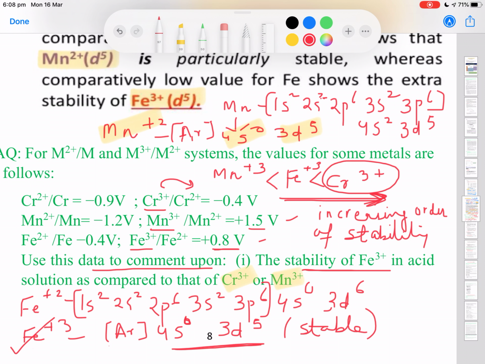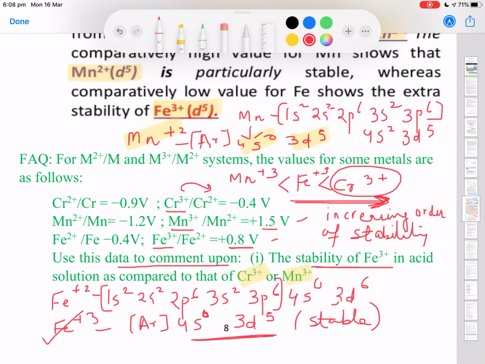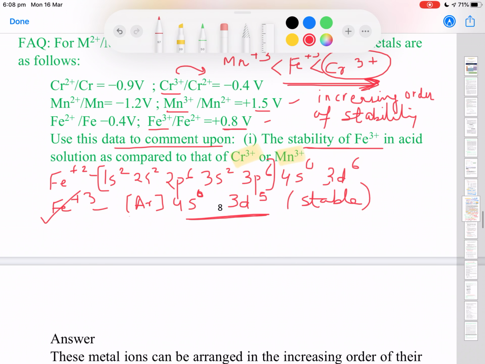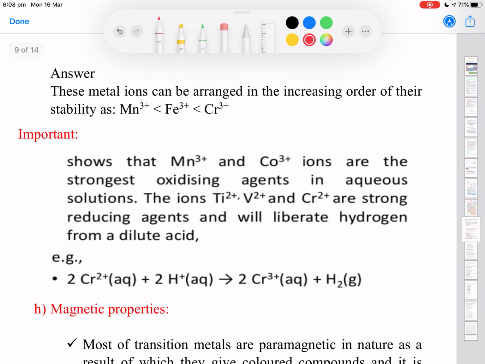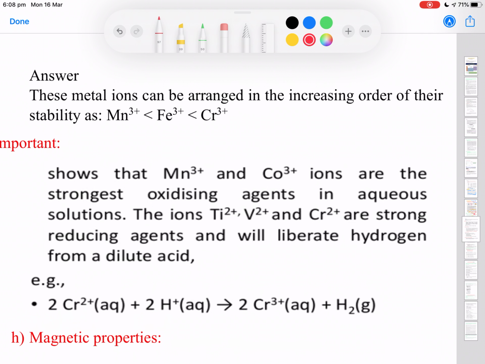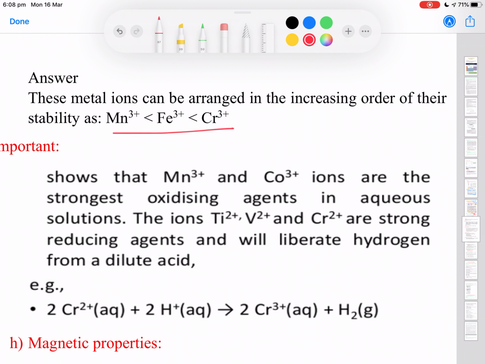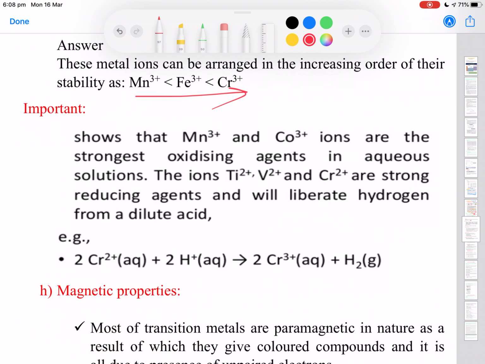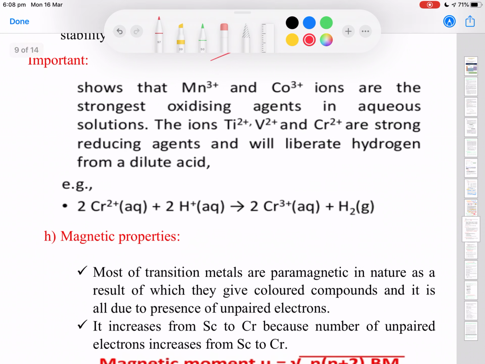So that's important, very very important board question. This is how we have to crack such questions. So let us go ahead. Here also I have mentioned the same answer. That's the increasing order of their stable oxidation states. So a very important point we have discussed here, and this point I have already discussed about oxidizing agents and reducing agents.